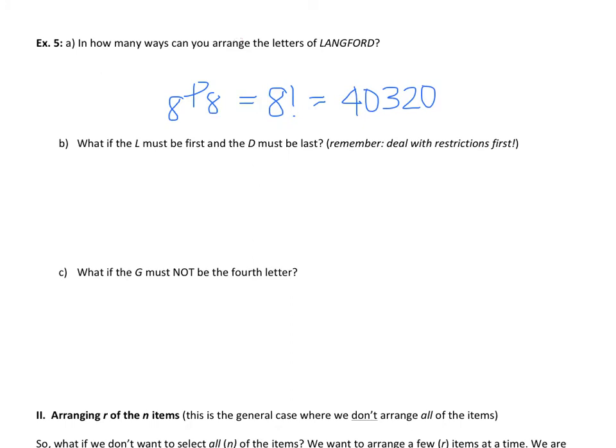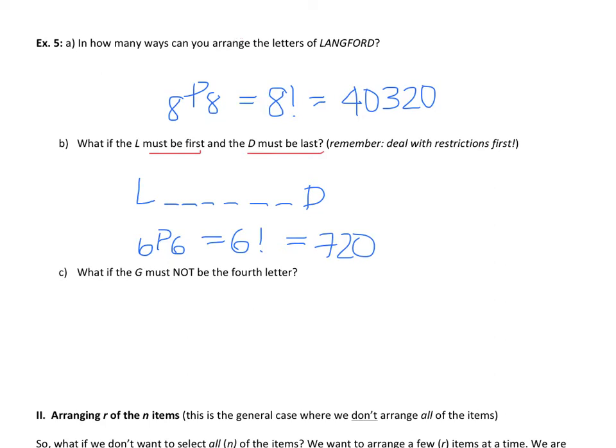What if L must be first and the D must be last? Well, if the L must be first and the D must be last, we're left with 6 different letters in between L and D with 6 different positions that we need to arrange. So that would be 6P6 equaling 6 factorial equaling 720.